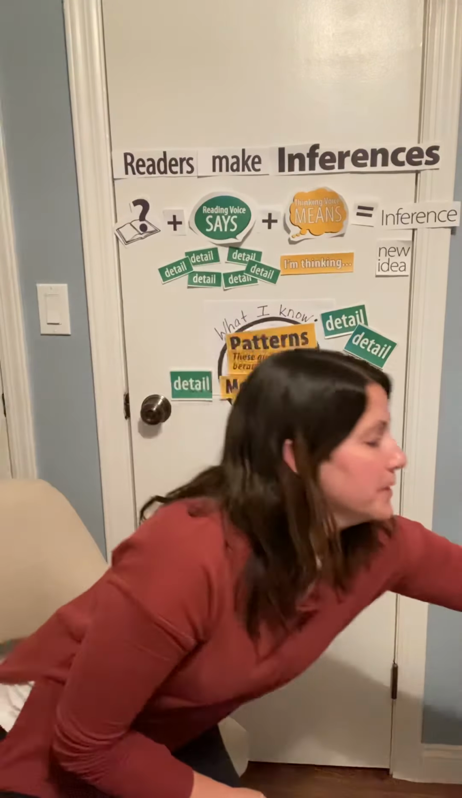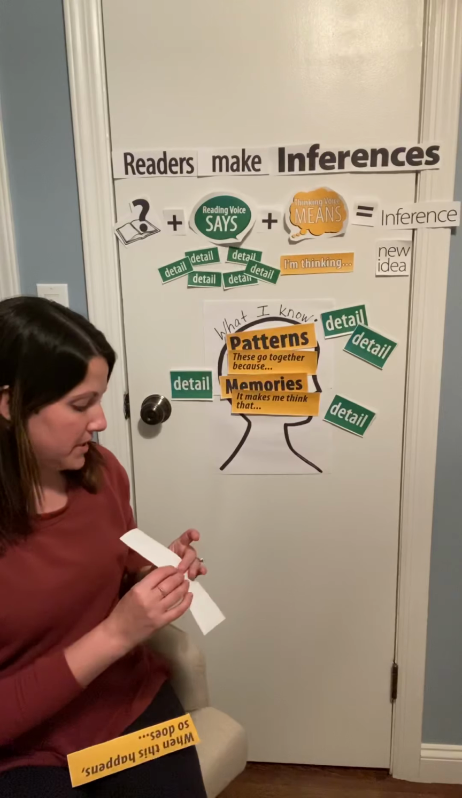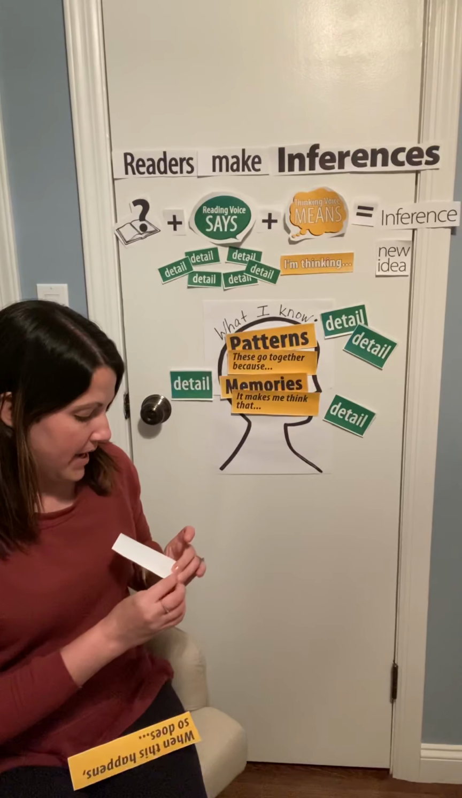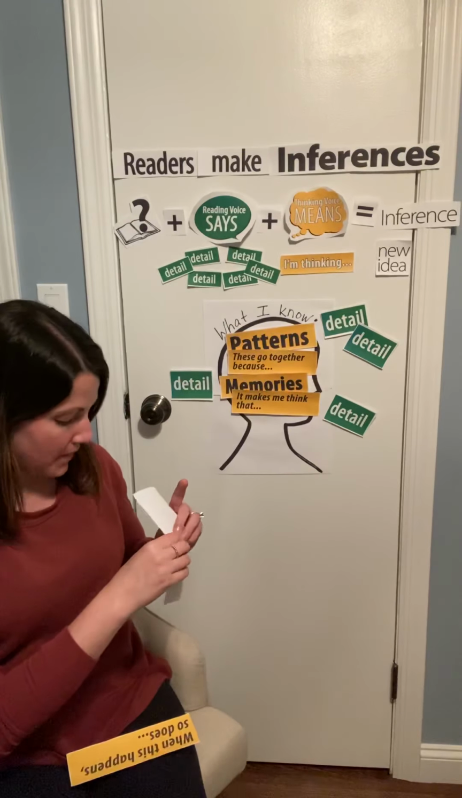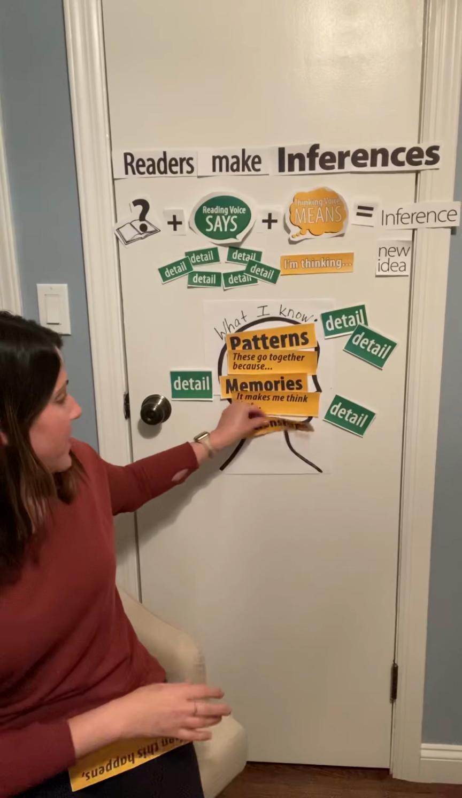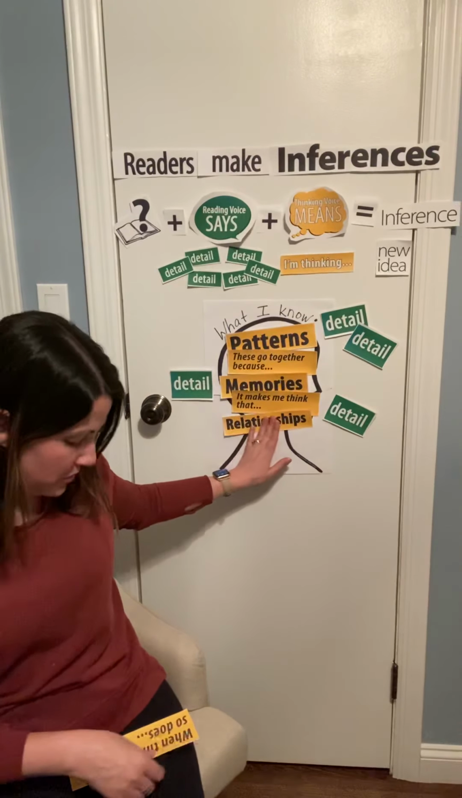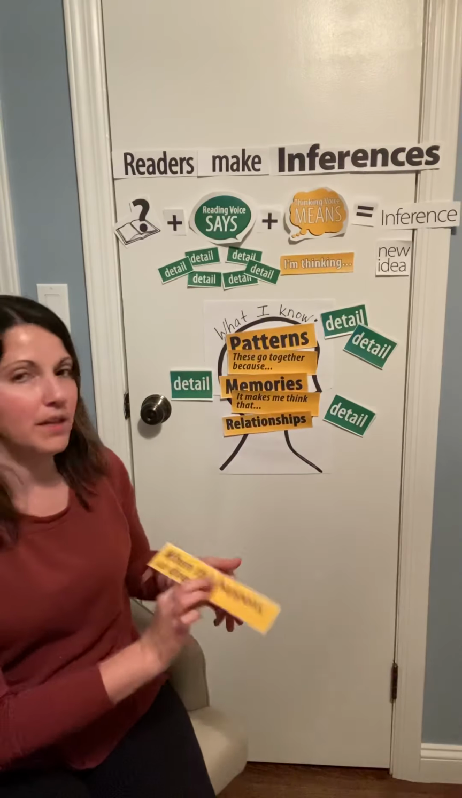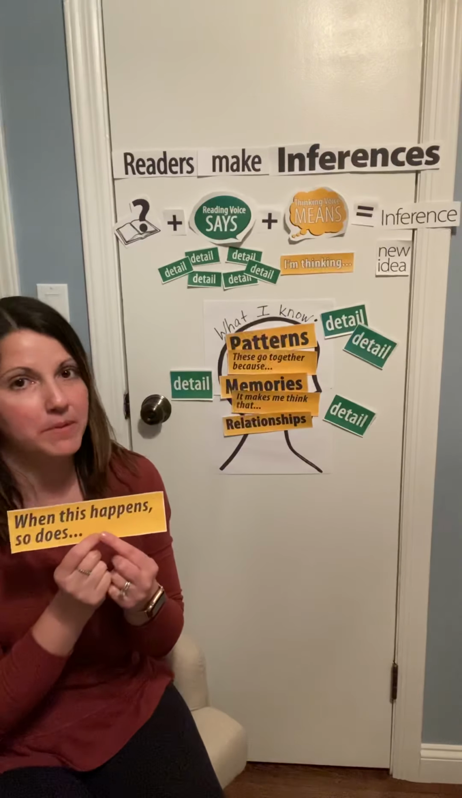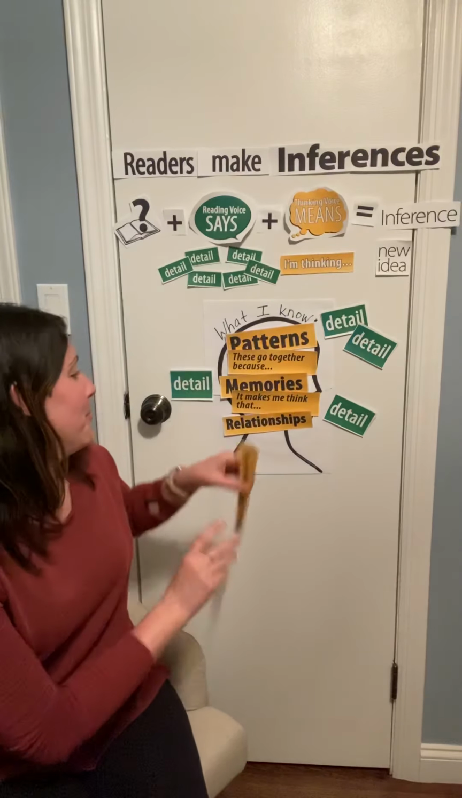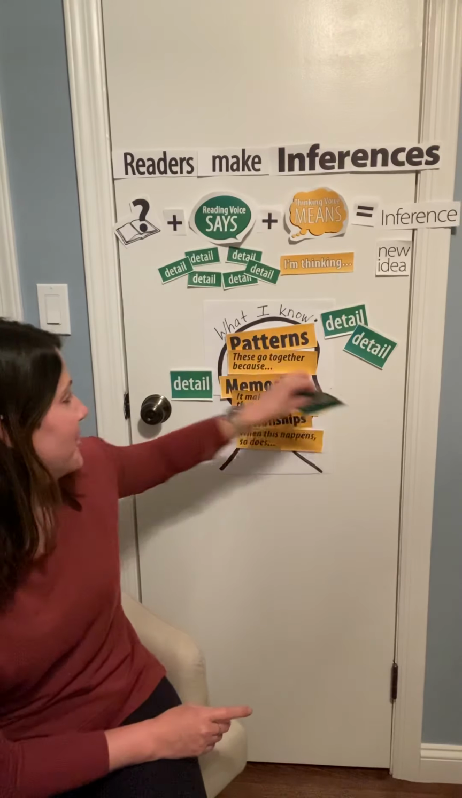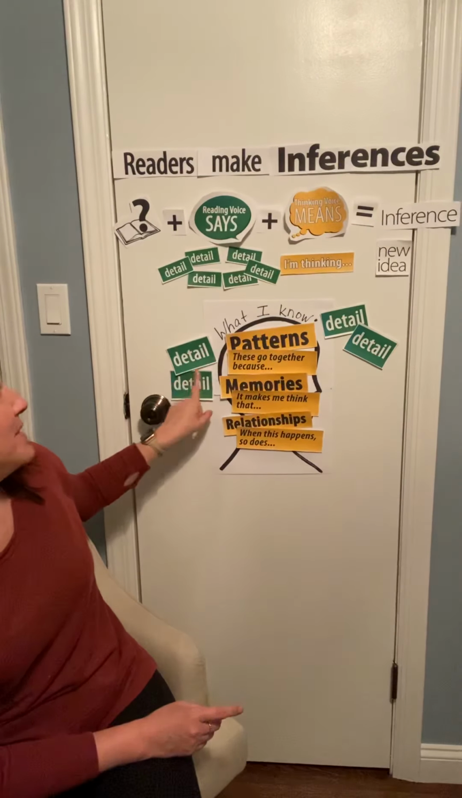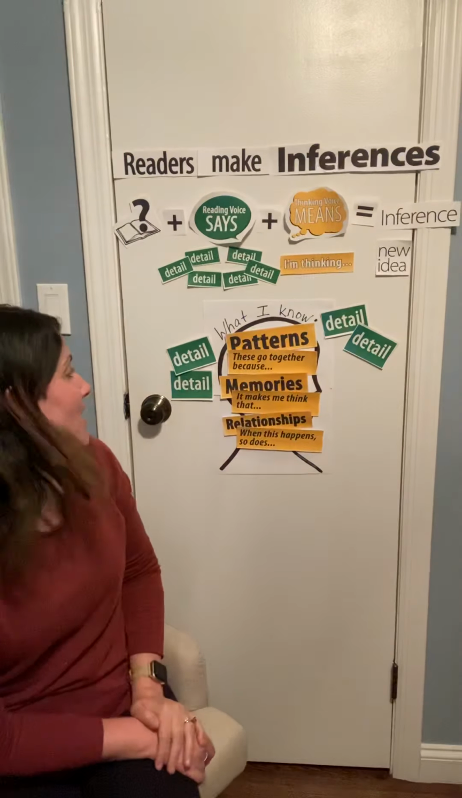And the final one that we're going to talk about is looking for relationships between your details. So how do your details go together? It's kind of like patterns, but sometimes you can almost have a cause and effect relationship between your details. So you might see one detail and be like, oh, okay, when that detail happens, I know what happens next. And you might say to yourself, okay, I see the relationship between this detail and this detail. I know that when this detail happens, that definitely leads to this detail.